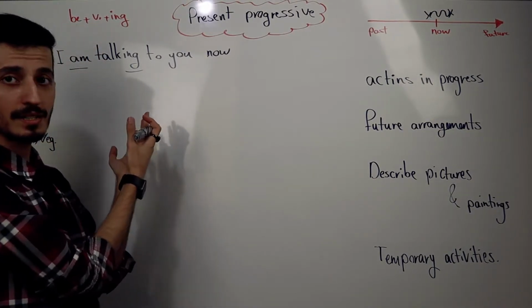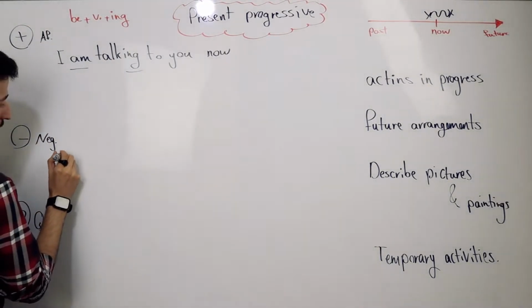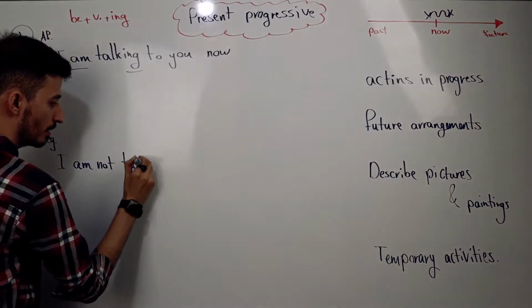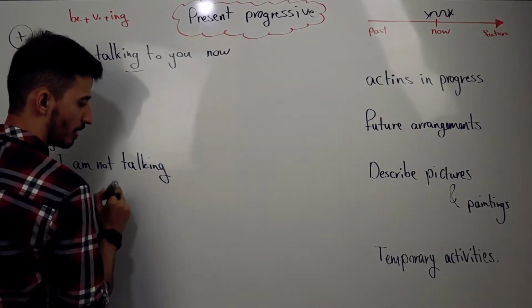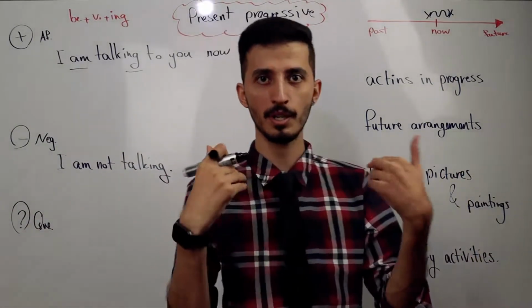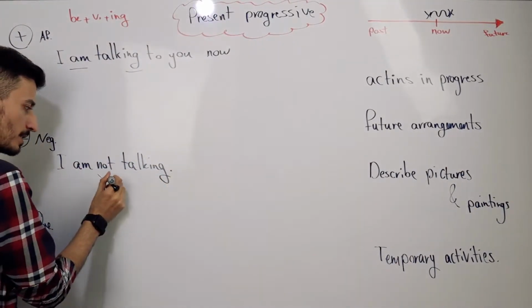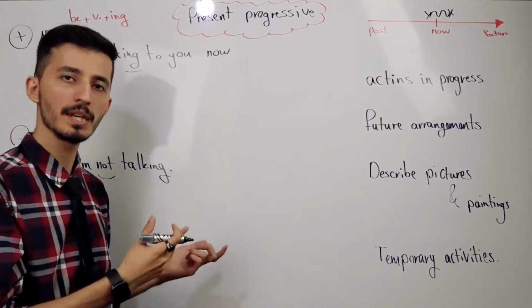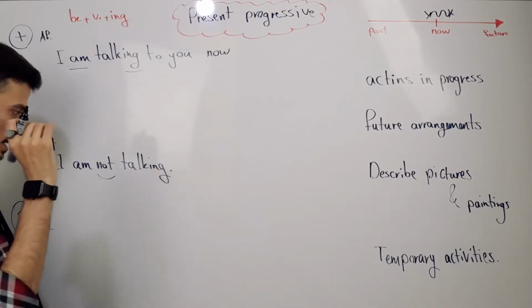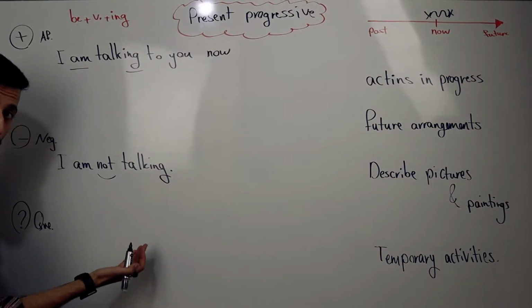We can make these sentences negative easily. How? We only need to add not. So I simply change it to I am not talking. I am not eating. I'm not walking. I'm not listening. I'm not whatever. You just add not after be. This is the same rule as you know for making negatives with be: you simply put not after be all the time. So it is nothing new. It's as we used to do. I am not talking.